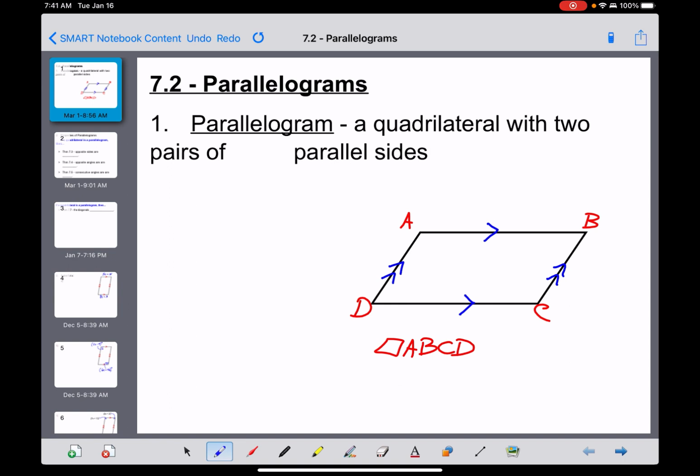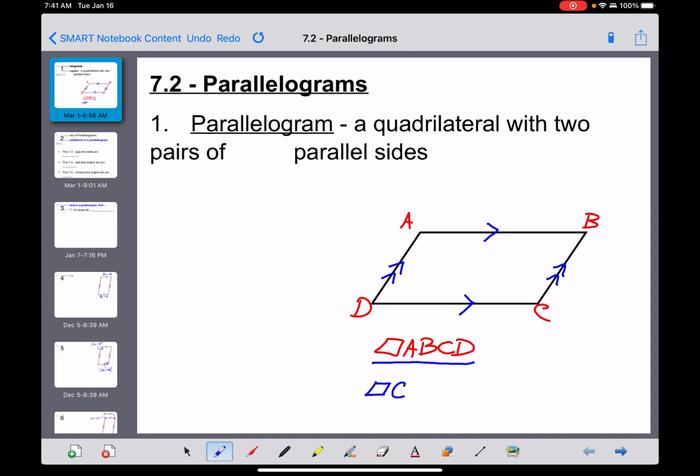There's a symbol that we use for parallelogram that, just like a triangle symbol, is the shape itself. So we would call this parallelogram ABCD. You can actually start naming this from any point that you want, so ABCD isn't the only name for it. You could call it, for example, parallelogram... I could choose to start from point C.